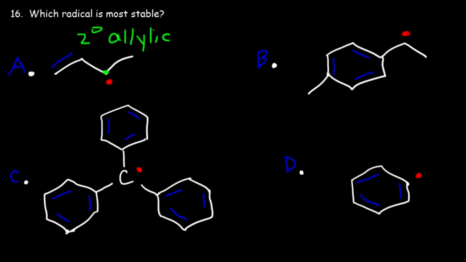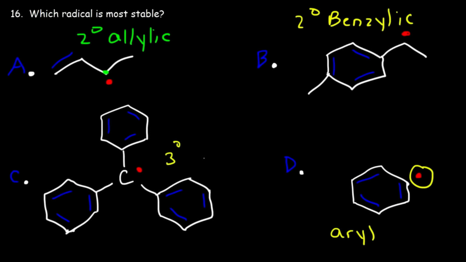Now looking at answer choice B, this carbon is also secondary, and it's 1 carbon away from a benzene ring. So this is a secondary benzylic radical. Here we have an aryl radical. The unpaired electron is directly attached to a double bond. And for answer choice C, we have a tertiary benzylic radical. The reason why it's tertiary is because the carbon that bears the radical is attached to 3 other carbons, and it's 1 carbon away from the benzene ring.